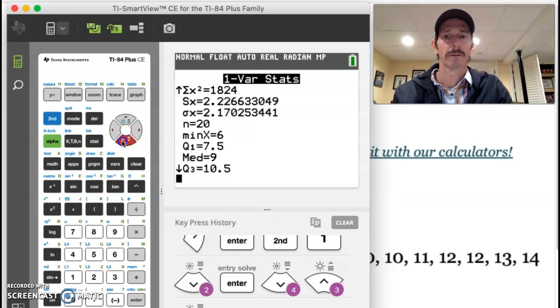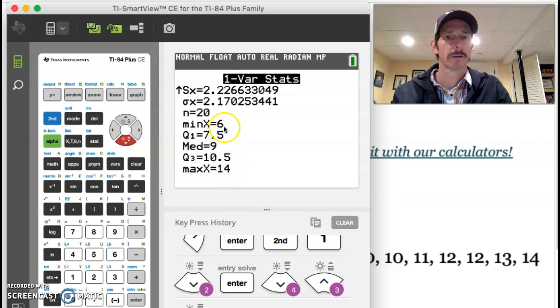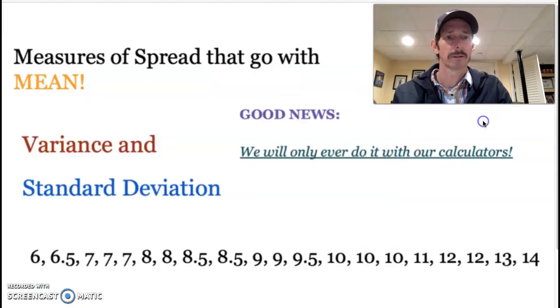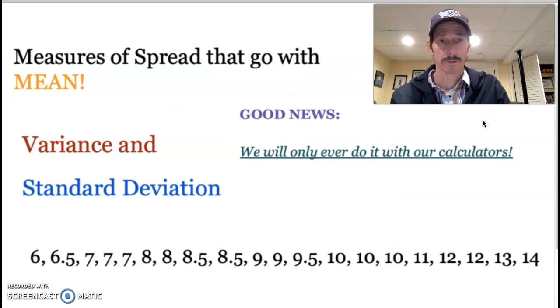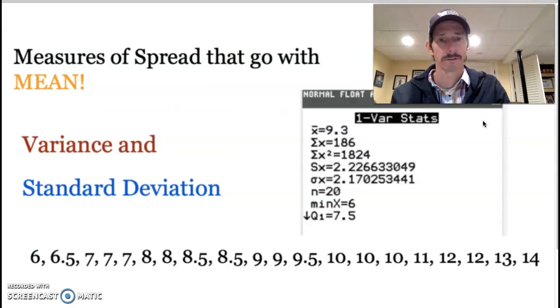And then when I scroll down, I can get my center and I can quickly find my IQR by subtracting, or my range by subtracting. So that's how you do it with your calculator. That's how you find it. I don't want you using that crazy formula.